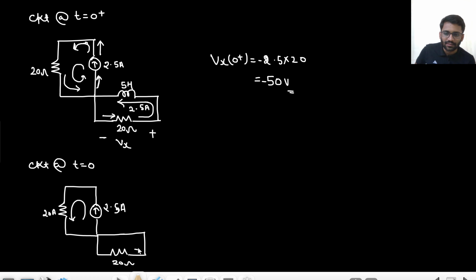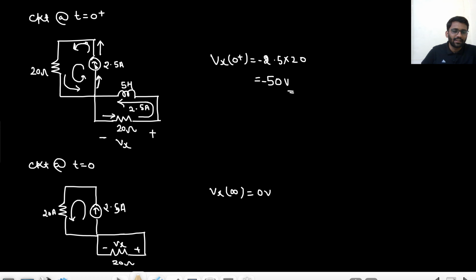This is my Vx I am talking about, right? So Vx at infinity will be 0 volt. So minus 50 to 0 we are coming. Now the thing is time constant. So tell me what will be the time constant? What do you think? L equivalent is 5. What will be R equivalent?